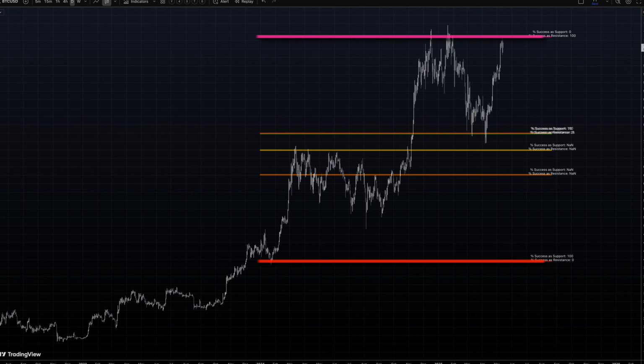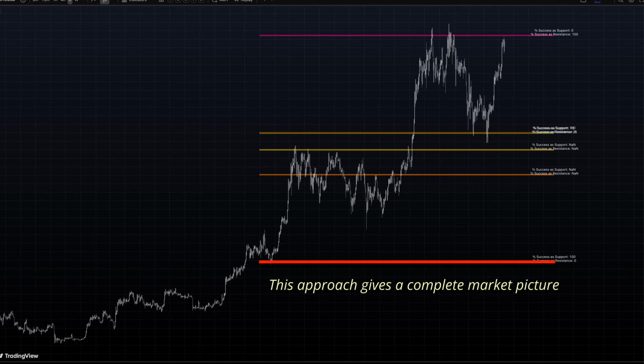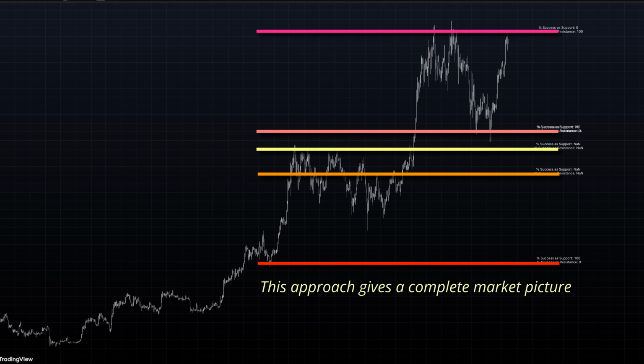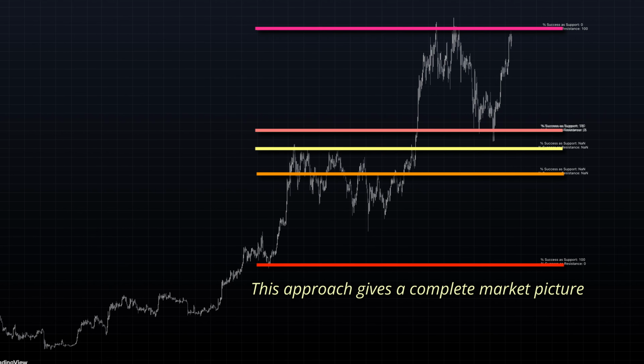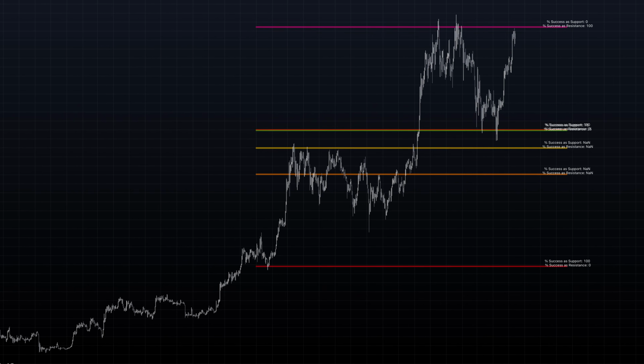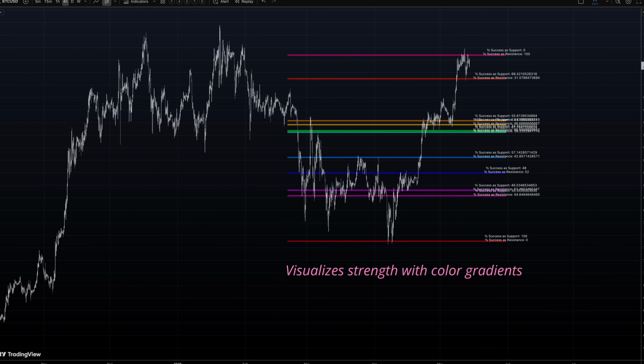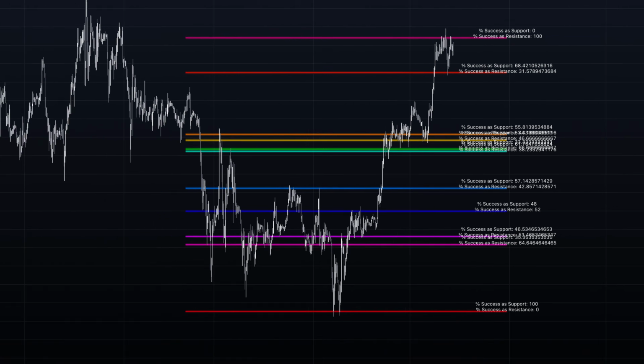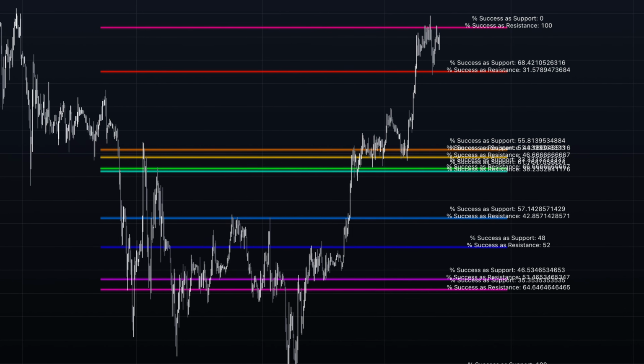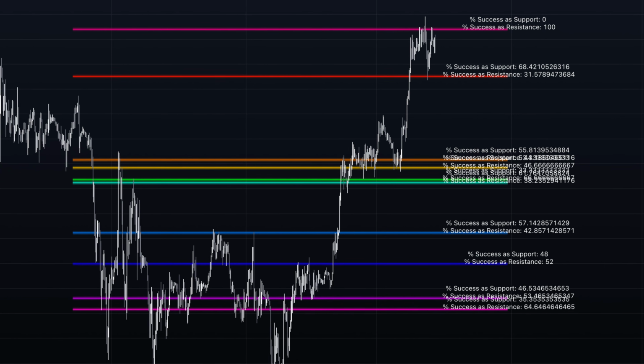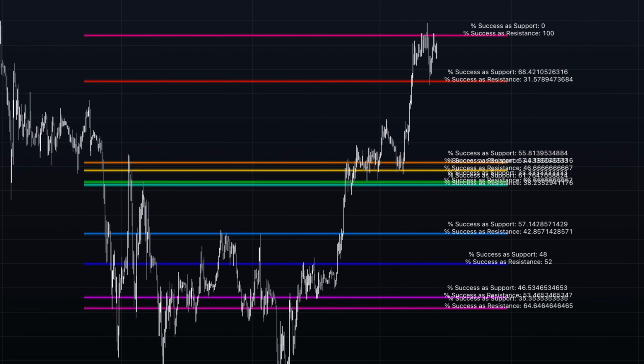The indicator calculates averages within each bin to identify recurring price levels, where market participants tend to make decisions. This approach processes the entire price action data set rather than isolating extremes, creating a more complete view of market structure. The visualization uses gradient-colored lines representing each level's relative strength. It calculates percentage success rates for both support and resistance functions, giving traders data to assess level reliability.